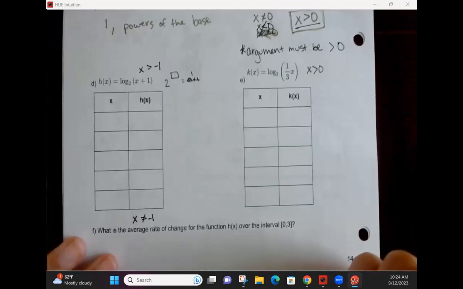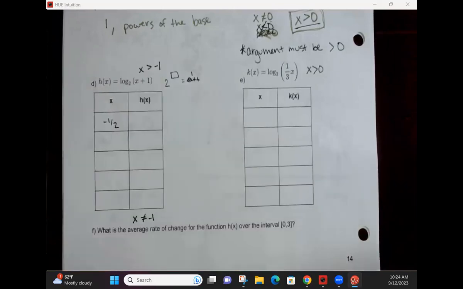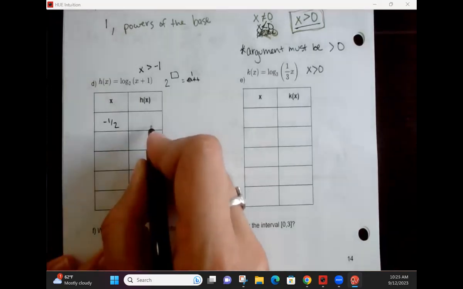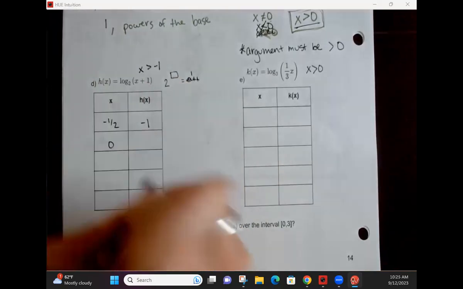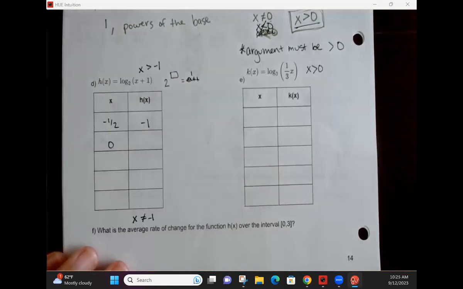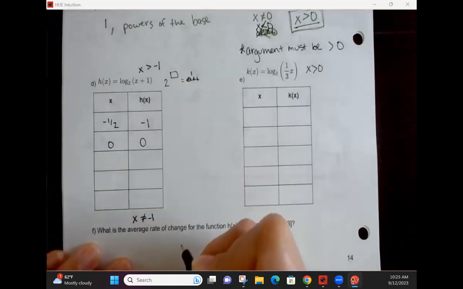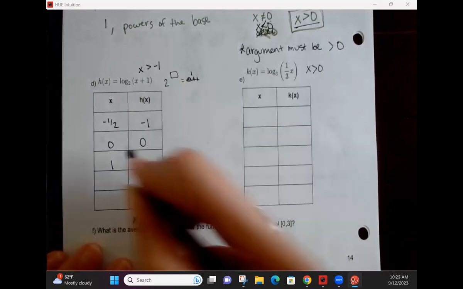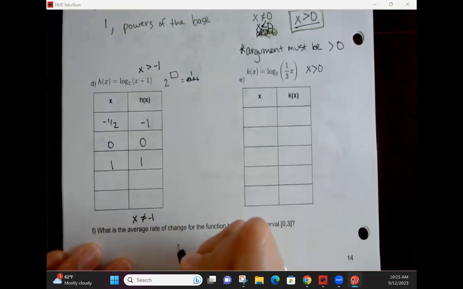Did anyone pick -1/2? You did? So if I plug in -1/2 for x, what do I get for my function value? -1. Anybody pick 0? If 0 is your input, what's your output? 0. Anybody pick 1? Let me get into the integers. I figured we'd have them. If 1 is my input, what's my output? 1.